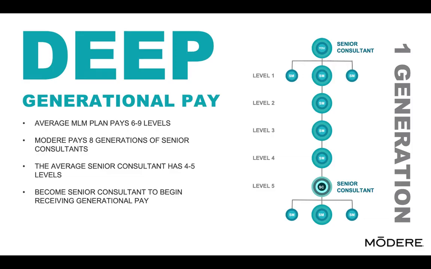In Modere, 8 generations is the equivalent of 32 to 40 levels of commission. So you're paid way deeper into your organization, 4 to 5 times deeper than you would be in a traditional network marketing business. What that means over time is, for some of you, hundreds of dollars extra, some others thousands, tens of thousands, or hundreds of thousands of dollars extra in commissions because you're reaching so deep within your organization.